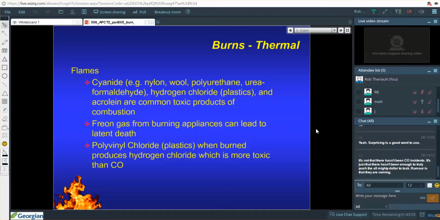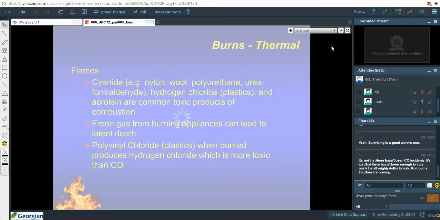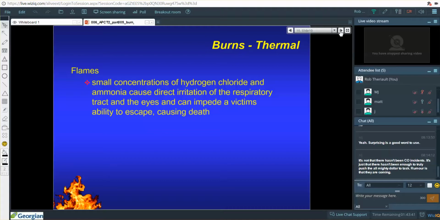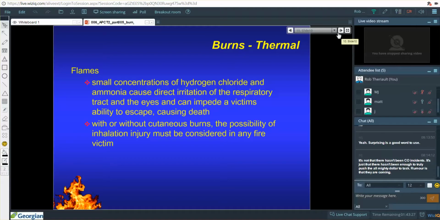Polyvinyl chloride is a stuff of plastics, and when it's burned, it produces hydrogen chloride, which is more toxic than CO and very damaging to the lungs, as I mentioned. So a small concentration of hydrogen chloride and ammonia can cause significant irritation to the respiratory system and the eyes, and impede the victim's ability to escape. And so even without significant burns, it's important to consider smoke inhalation and toxicity from the products of combustion.